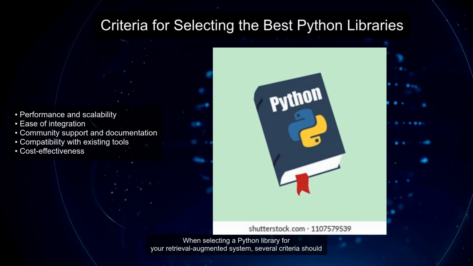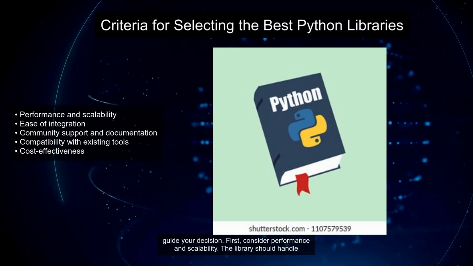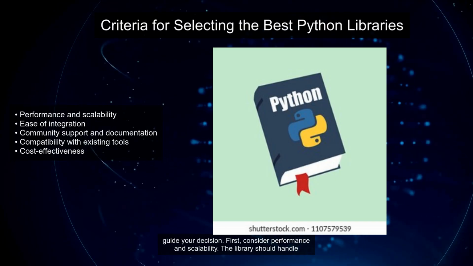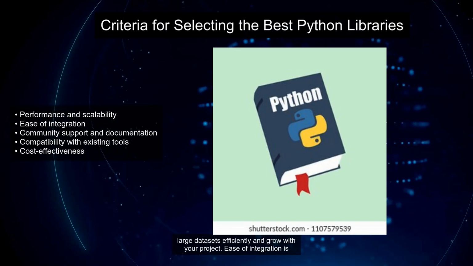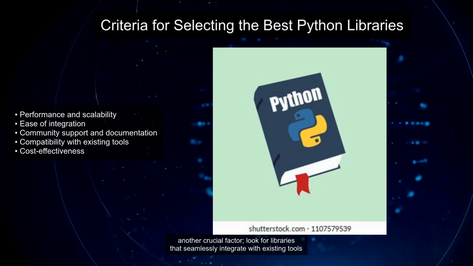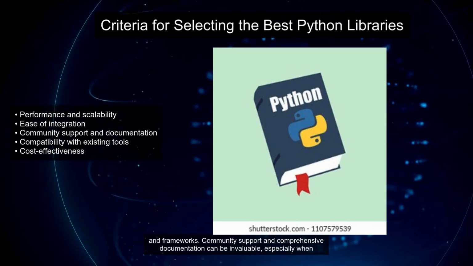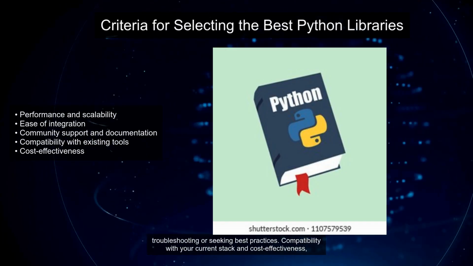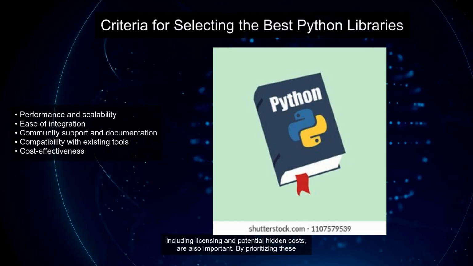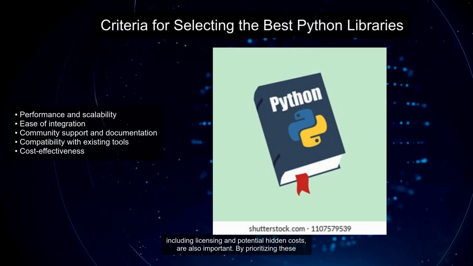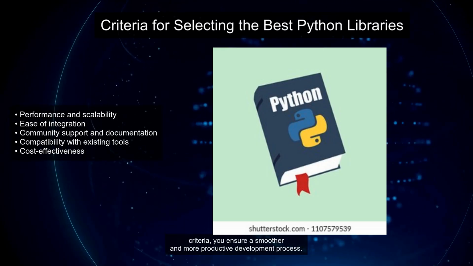When selecting a Python library for your retrieval-augmented system, several criteria should guide your decision. First, consider performance and scalability. The library should handle large datasets efficiently and grow with your project. Ease of integration is another crucial factor. Look for libraries that seamlessly integrate with existing tools and frameworks. Community support and comprehensive documentation can be invaluable, especially when troubleshooting or seeking best practices. Compatibility with your current stack and cost-effectiveness, including licensing and potential hidden costs, are also important. By prioritizing these criteria, you ensure a smoother and more productive development process.